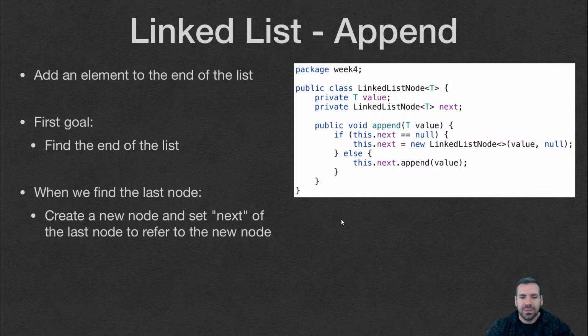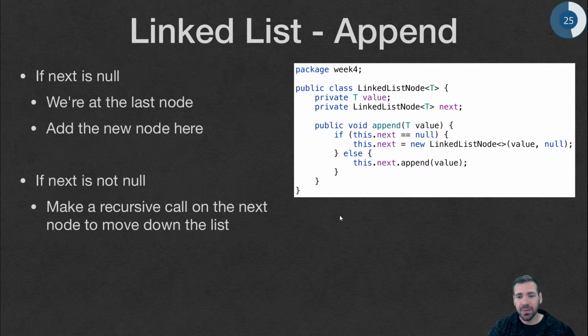All right, so let's append. What we're going to do is if we're at the end of the list, that's where we append. Easy enough. If we're not at the end of the list, we're going to make a recursive call to append, and we let recursion do all the actual work. The recursion is going to do all the jumping around memory for us.